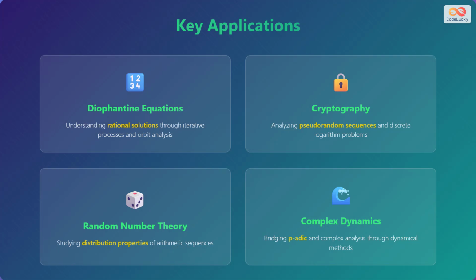Arithmetic dynamics has key applications in the following areas. Firstly, Diophantine Equations, where it helps in understanding rational solutions through iterative processes in orbit analysis. Secondly, Cryptography, where it is used in analyzing pseudo-random sequences and discrete logarithm problems. Thirdly, Random Number Theory, where it helps in studying distribution properties of arithmetic sequences. Fourthly, Complex Dynamics, where it bridges p-adic and complex analysis through dynamical methods.